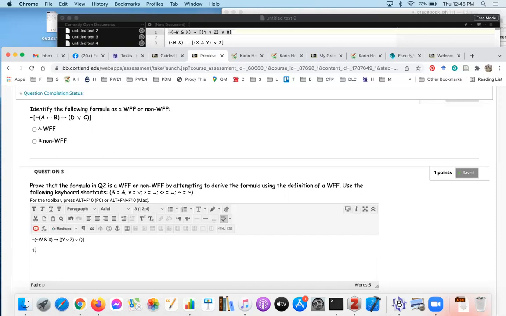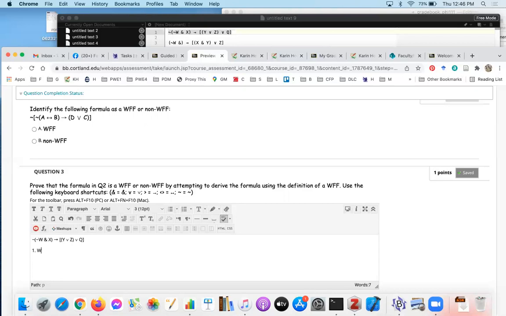Okay, so I'm going to build all of the capital letters. Each formula that I'm building is going to be on a separate line, and I'm going to give them all numbers. That doesn't matter right now, but it will down the road. We're going to need to refer to these numbers, so we need to give them numbers to make it clear what line we're referring to. Okay, so W is a well-formed formula.